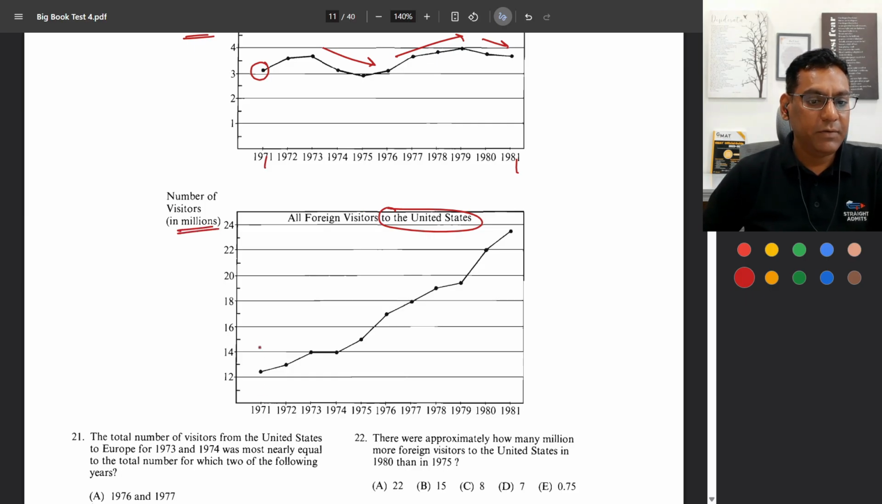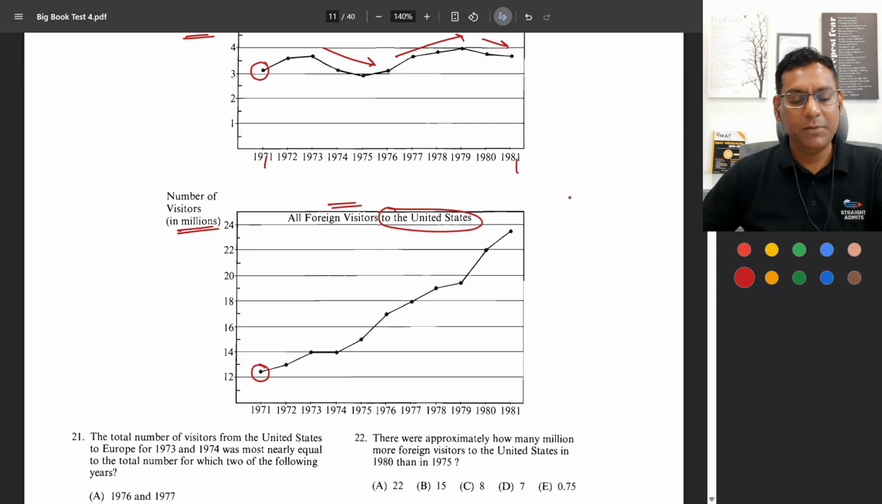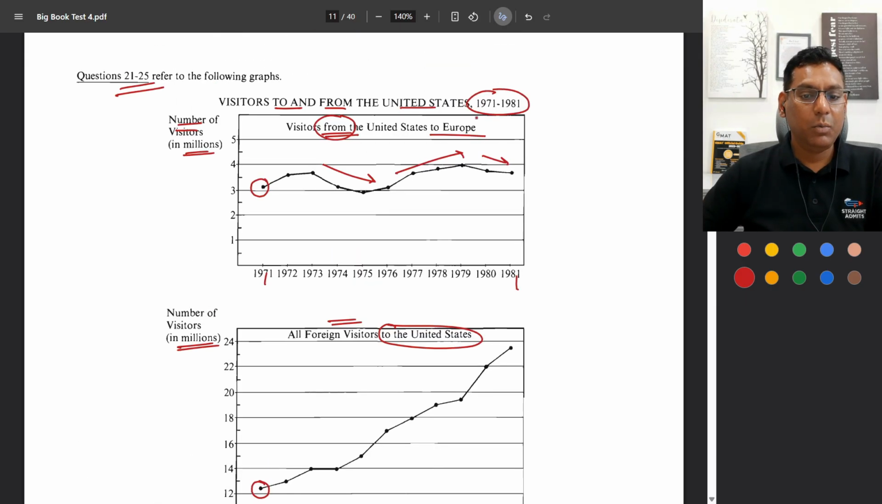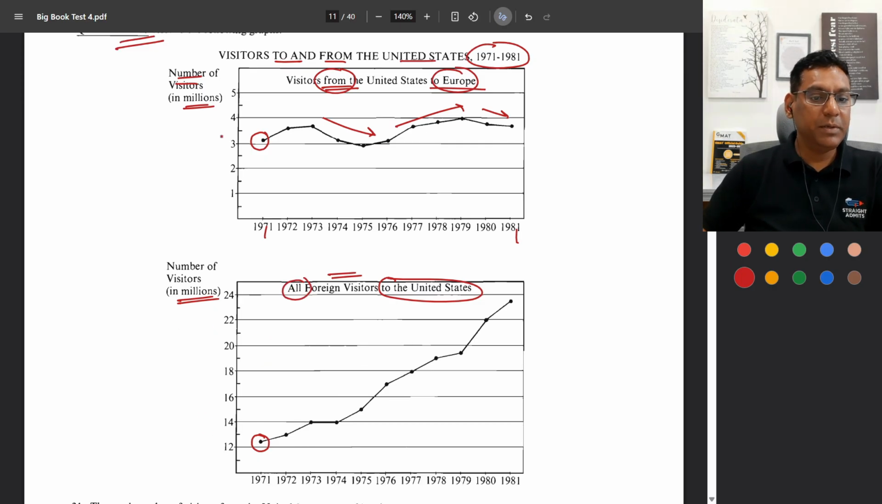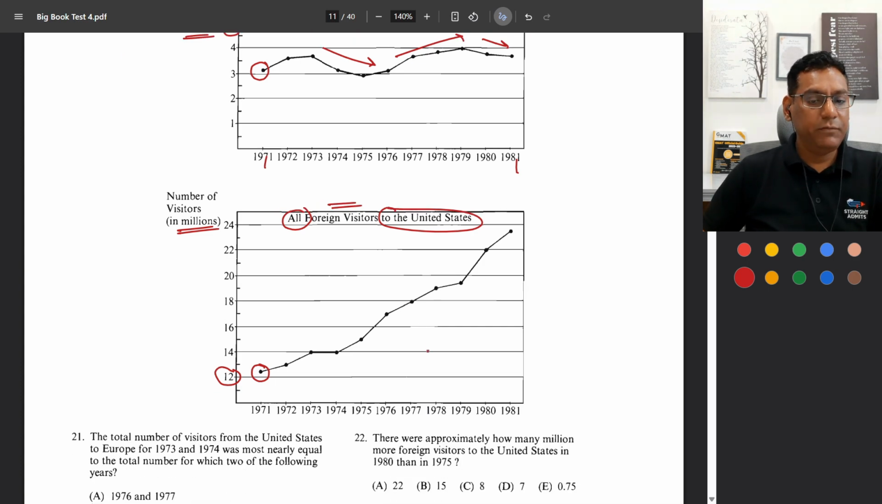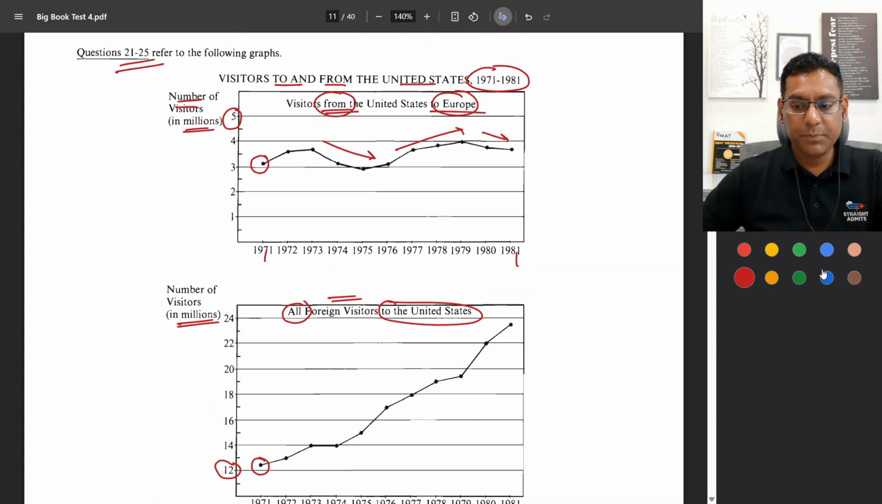So in 1971, about 12.5 million foreign visitors came to the US, and this number has generally been increasing. One thing to note is that this is US to Europe, and this is all countries to the US. So obviously these numbers are likely to be much bigger. These only go up to 5 million, and they start from 12 million. Is there any third graph? No, that's it. Seems pretty straightforward.